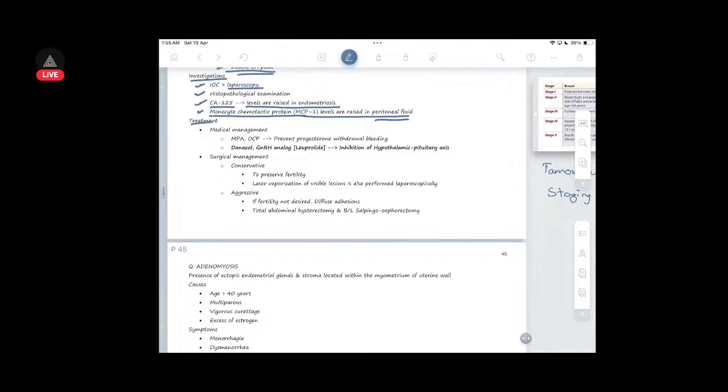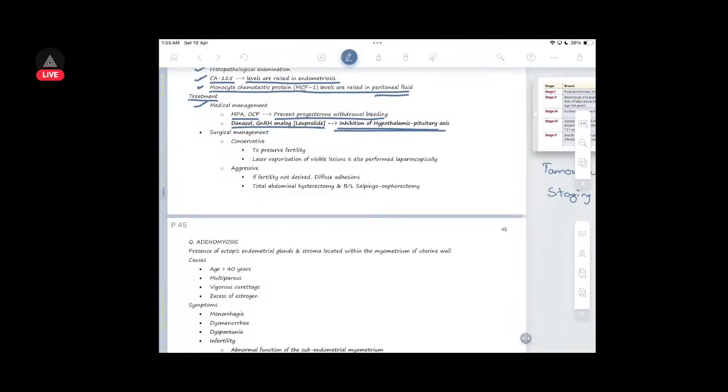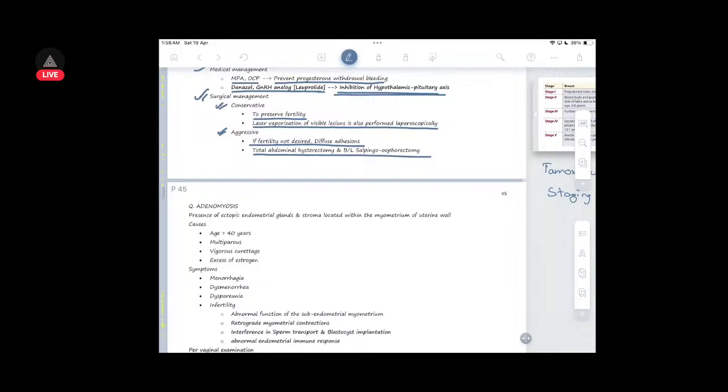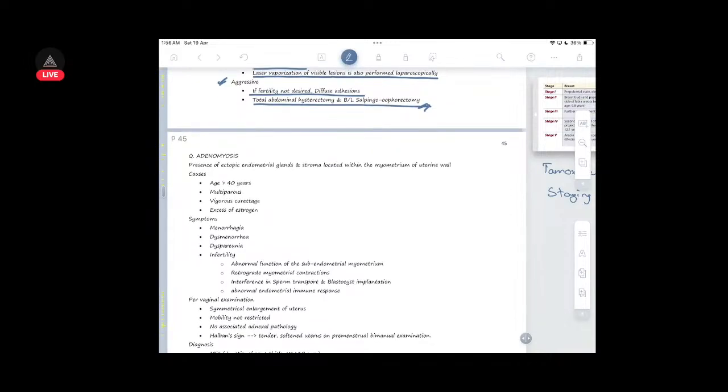Then treatment: you have medical management, which is oral contraceptive pill, which prevents progesterone withdrawal bleeding. You have danazol, GnRH analog, which is inhibition of the hypothalamic pituitary axis. Surgical management: you have conservative and aggressive. Conservative is to preserve fertility, and laser vaporization of visible lesions is also performed laparoscopically. Aggressive, if fertility is not desired or diffuse adhesions are there: total abdominal hysterectomy and bilateral salpingo-oophorectomy can be done. That is aggressive.